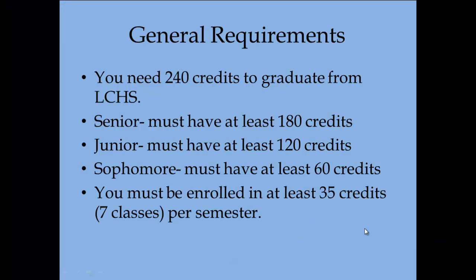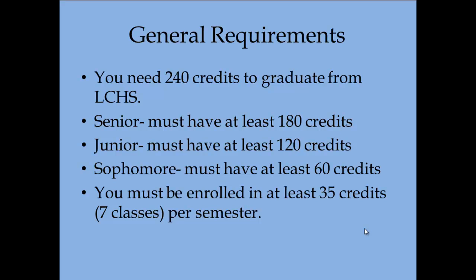Now, to talk generally about requirements, you do need 240 credits to graduate from Liberty. And when we get to your transcript, we'll go through that in a little more detail. As a freshman, you need to be concerned about the number of credits that you need at the end of this year in order to be a sophomore next year. So you do have to hit at least 60 credits in order to be a sophomore next year with regards to our graduation requirements. So as you move on, you do need 120 to be a junior and 180 to be a senior, and that just tells us that you're on track to get to that 240 total that you need in order to graduate.